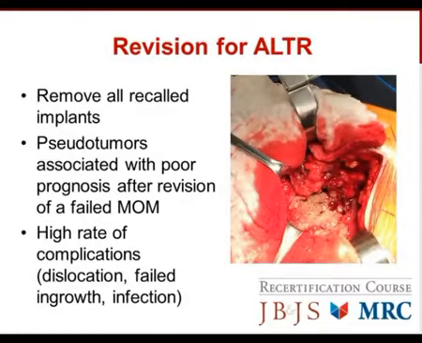When it comes to revising a patient with a metal-on-metal hip, it's important to remove all recalled implants. Any necrotic soft tissue should be debrided. We do know that revision of metal-on-metal hips, unfortunately, is associated with a high rate of complications, such as dislocation, failed bony ingrowth, and infection.